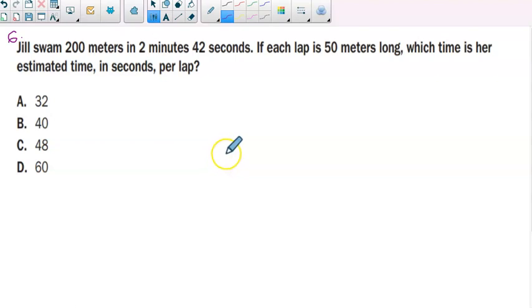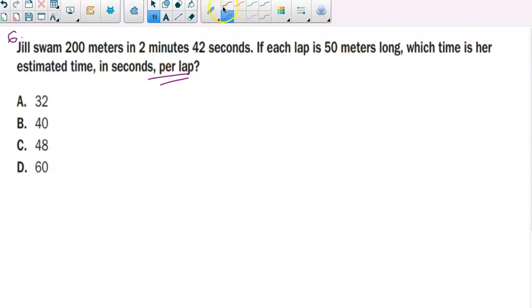Welcome back. This is part 2 of your study guide for Algebra 1 EOC, and I am on problem number 6. It says Jill swam 200 meters in 2 minutes 42 seconds. If each lap is 50 meters long, which time is her estimated time in seconds per lap?